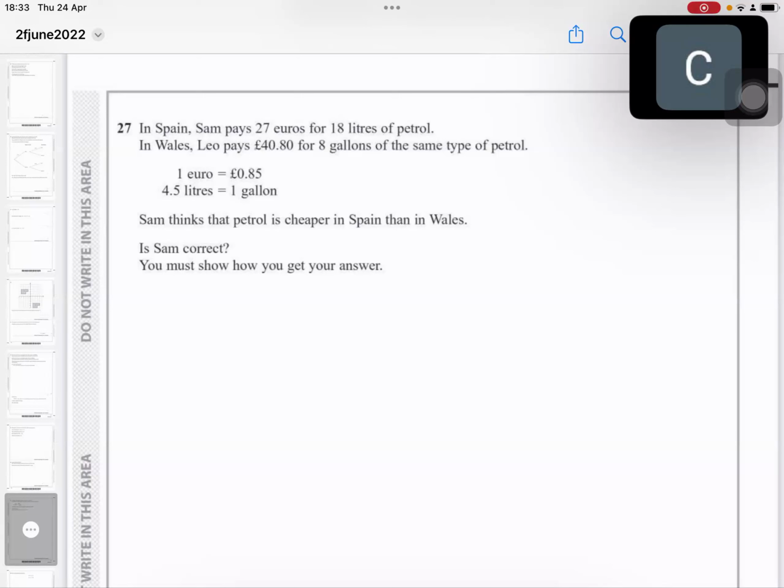Because we already have what they equal to, we would just divide Leo's amount by the amount that he equals to euros. Okay, okay. Would that be your first line of action? Would that be the first thing you would do?